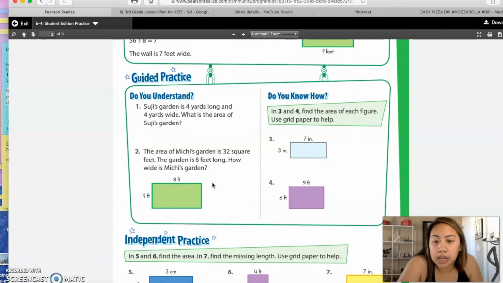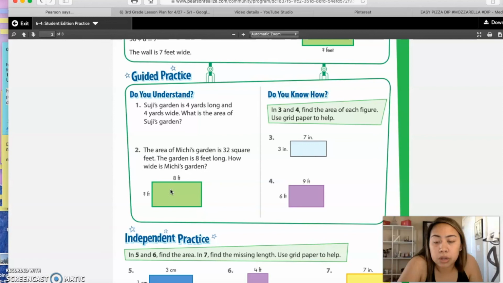And then number 2, the area of Mitchie's garden is 32 square units. For this one, they already solved the area for you. So the total area is going to be 32. So maybe in your book, write a big 32 in the middle, because that's the total. The garden is 8 feet long. How wide is Mitchie's garden? So you would need to make a division problem out of this. You would do 32 divided by 8, because that's the length they already gave you, equals question mark. And that's what you were trying to solve for. So 32 divided by 8 will give you blank. You guys can go ahead and solve that, but that will be your missing length, okay?